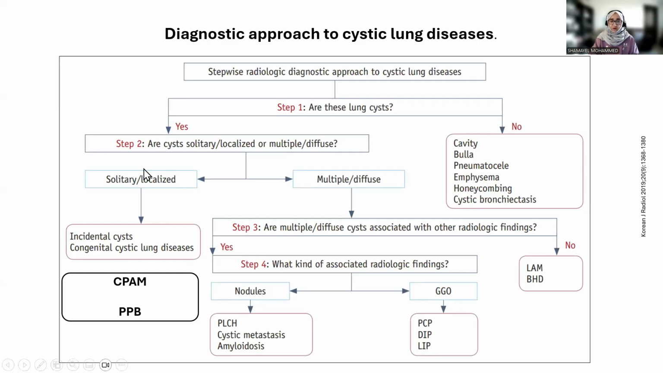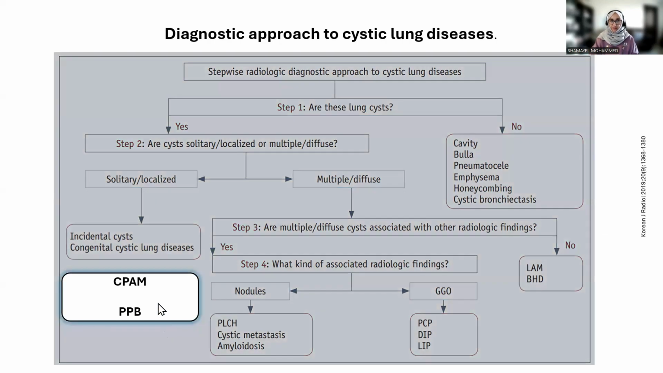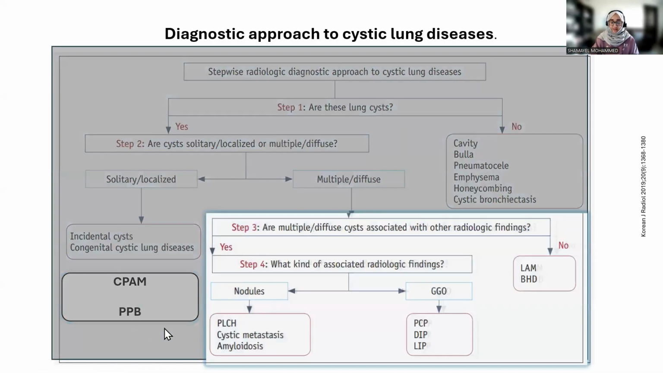So again, as you saw, we concentrated today on this part of the algorithm where we differentiated CPAM from pleuropulmonary blastomas. However, if you are interested in looking into the rest of the differential diagnosis, comment below, and maybe we can create a series discussing the rest of the differential diagnoses.